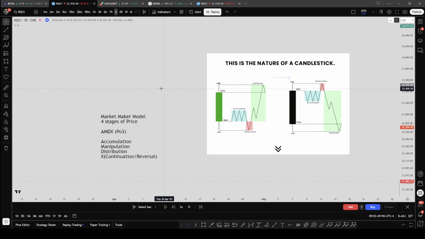We're going to go over the trading model. Just to give a little context before we dive right into it, none of this is financial advice. Please trade at your own risk. This is for educational purposes only.